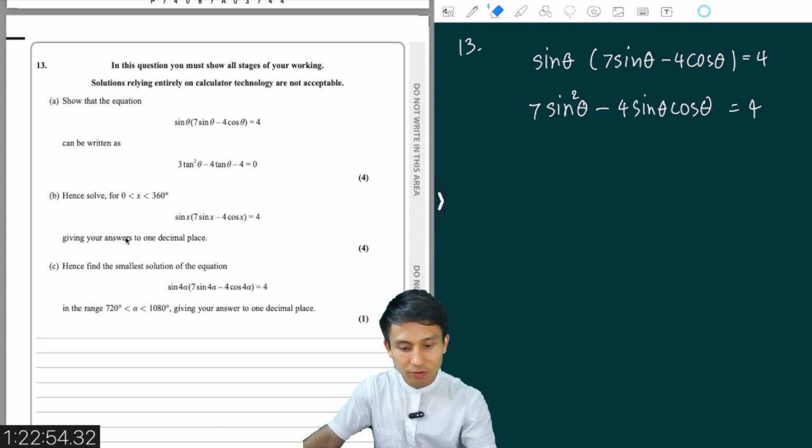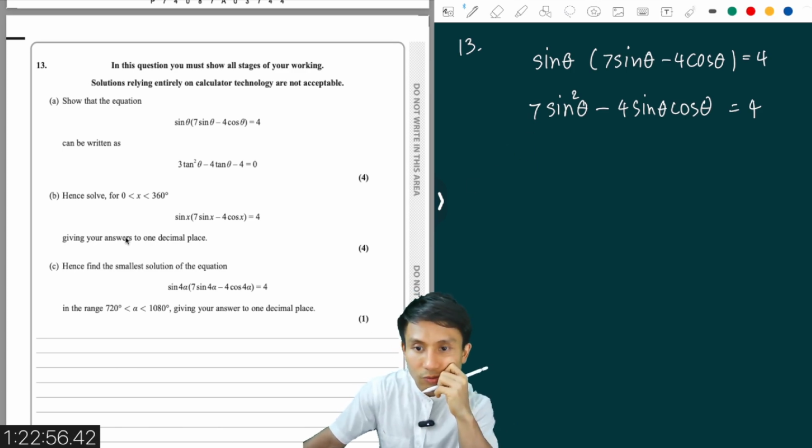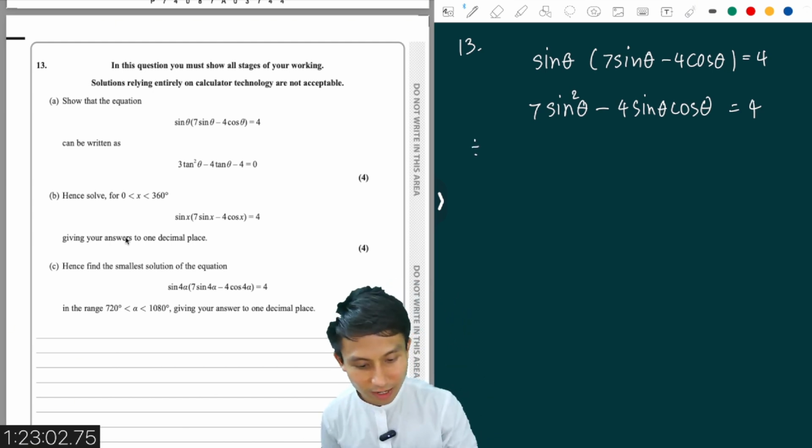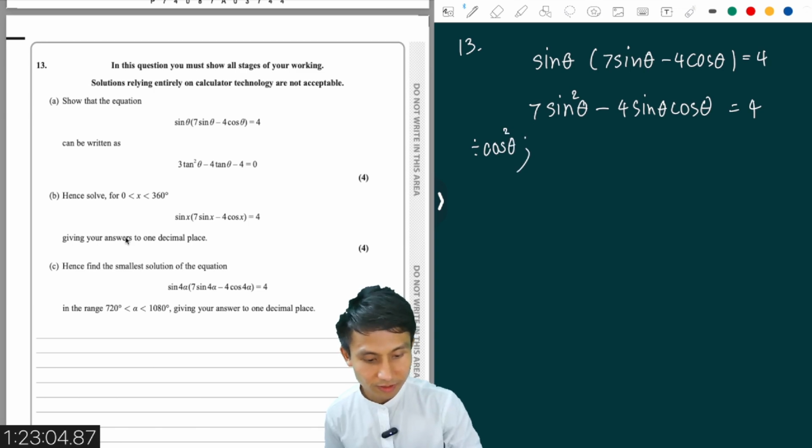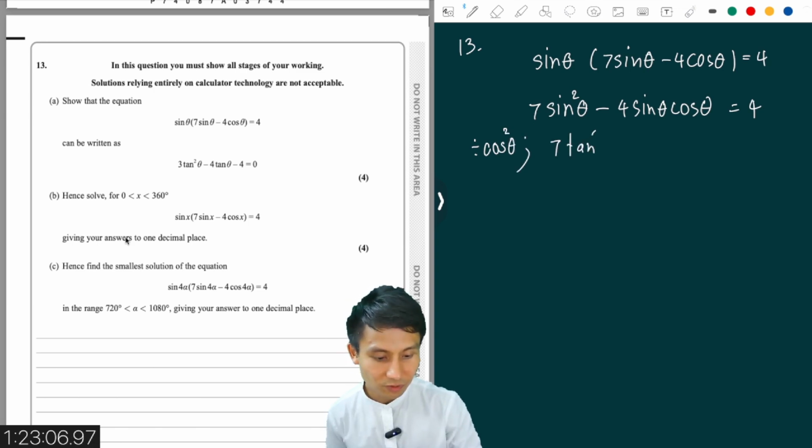Okay, what do we do? Well, seems like we need to change it to, okay. We can divide that by cos squared theta. So that would be 7 tan squared theta.